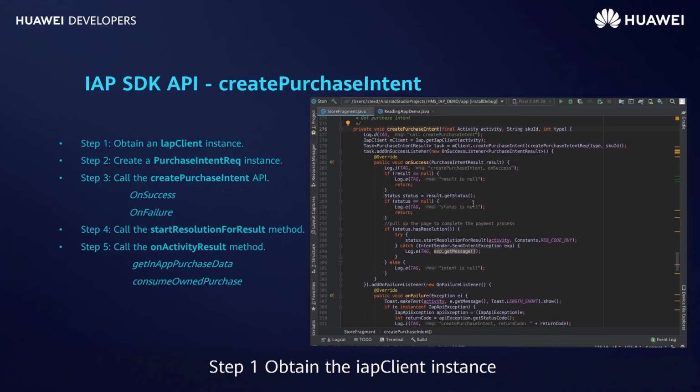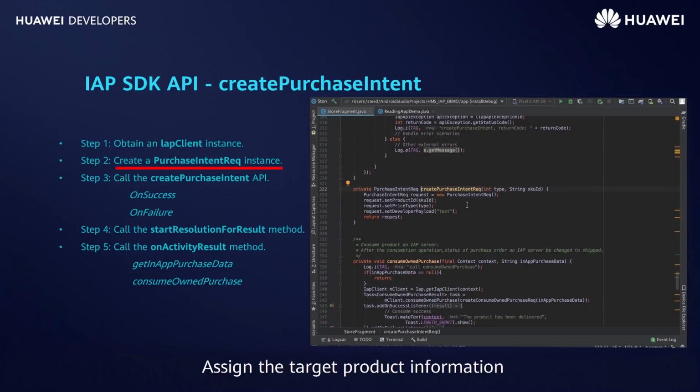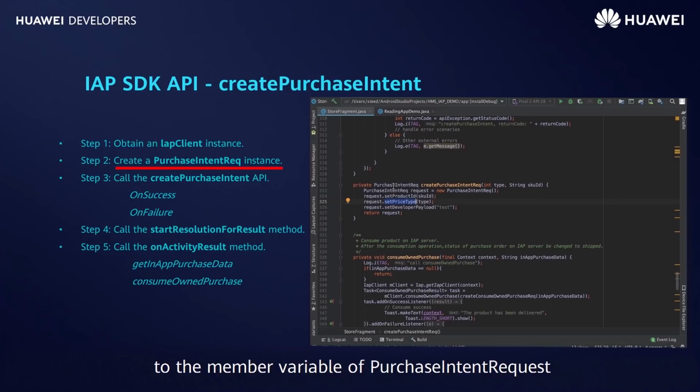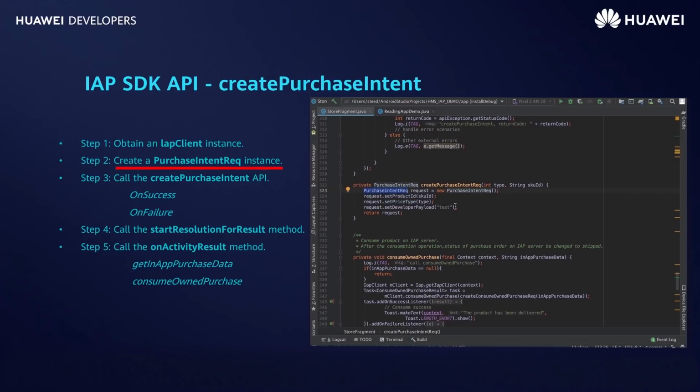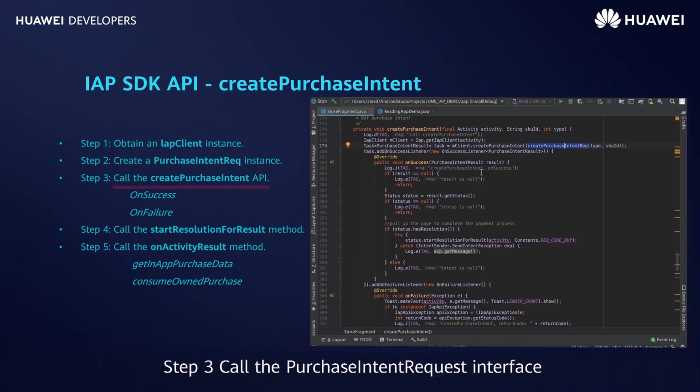Step 1. Obtain the IAP client instance. Step 2. Create the purchase intent request instance. Assign the target product information, including product ID and the product type, to the member variable of purchase intent request. Step 3. Call the purchase intent request interface.